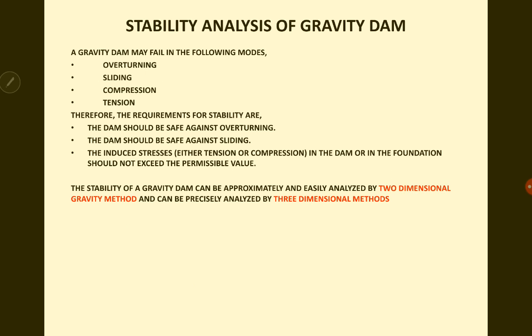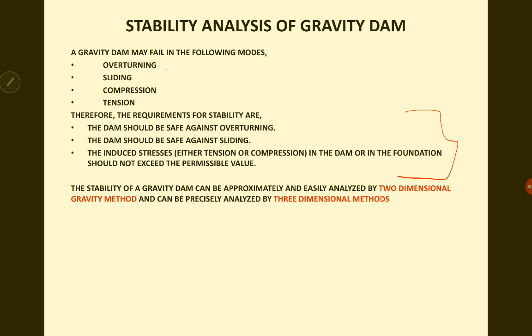Now, having studied all the modes of failure, you can check the stability of a dam. How to check the stability of a dam? Stability means the failure must not occur. What are the modes of failure? Overturning, sliding, compression, or tension. If the dam is safe against overturning, safe against sliding, safe against compressive forces, and safe in tension, then you can say that the dam is going to be stable. That is what we are going to check in the stability analysis. We have to check if the dam is safe for all these modes of failure.